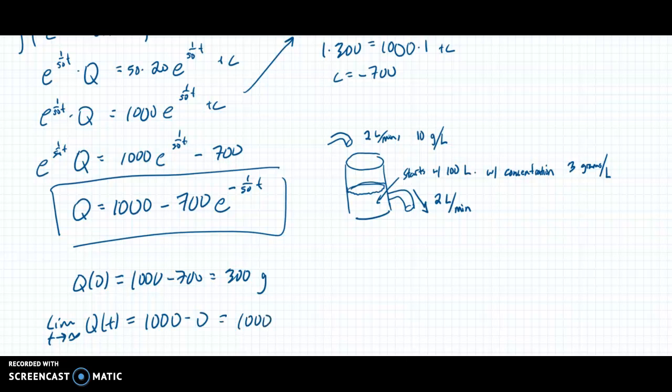Why does that make sense? Well, once again, the volume in this one doesn't change. It stays at 100 liters. So if I were to find the concentration as time goes to infinity, then I would do 1,000 grams over 100 liters. Boom, boom. I get 10 grams per liter. That should make total sense. Why? Because that is the concentration of the thing that's coming in. So it should make sense that this thing's concentration approaches the concentration of the inflow, because that is that constant 10.